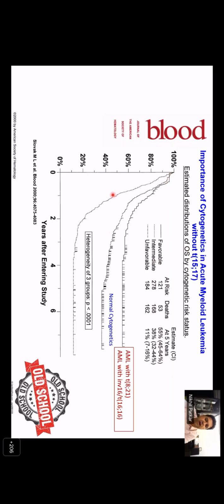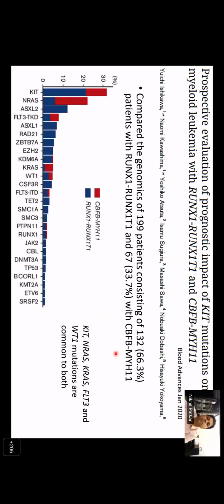All right. So if you have a monosomal karyotype, or you have presence of monosomy 5 or monosomy 7, or you have a complex karyotype, it has a poorer outcome. But the important thing to note is that t(8;21) and inversion 16 together were called core binding factor leukemia, and for a long time they were thought to be similar diseases. But are they really similar at a genomic level? There is this nice paper published in Blood Advances earlier this year on a really large cohort of 200 patients with core binding factor leukemia with RUNX1::RUNX1T1 and CBFB::MYH11.